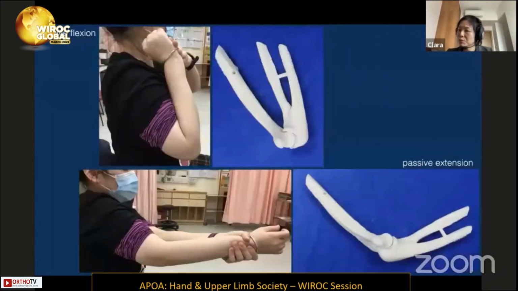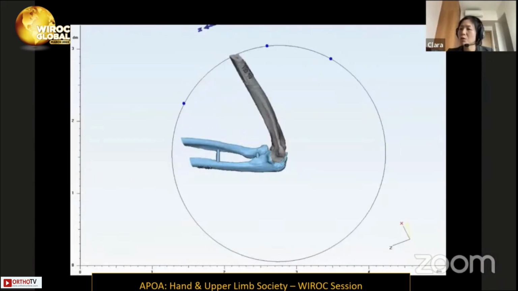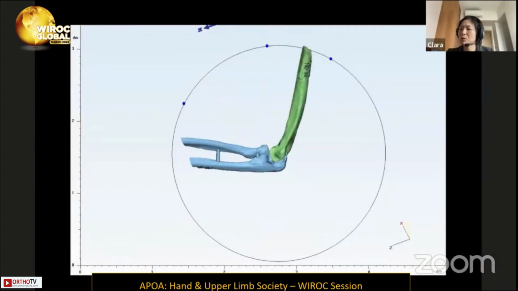We haven't yet solved the problem of motion artifact in dynamic CT scan. So a static CT scan was arranged for her at maximum flexion and extension, and the elbow models were printed. We used 3D scanning to scan the printed models at different elbow angles and simulated the elbow motion at full range of motion in a computer simulation.